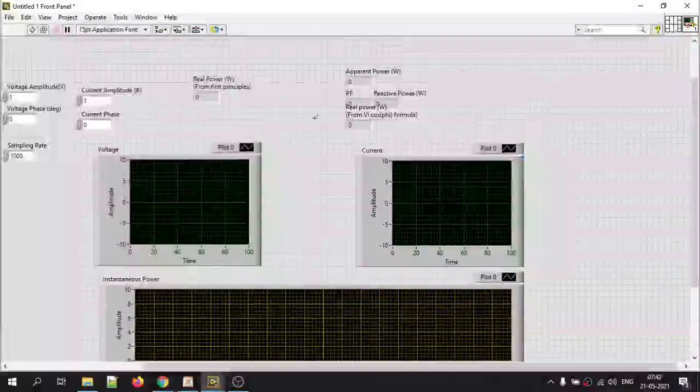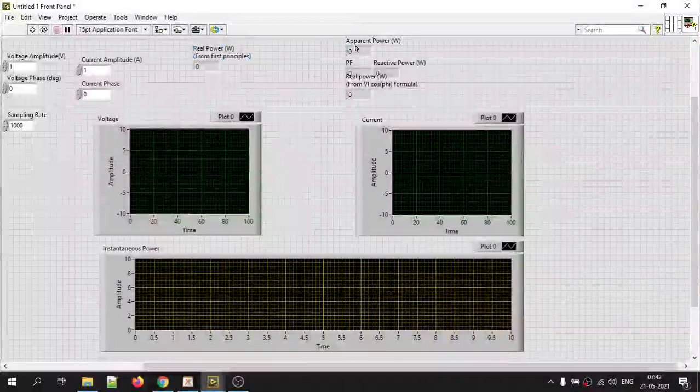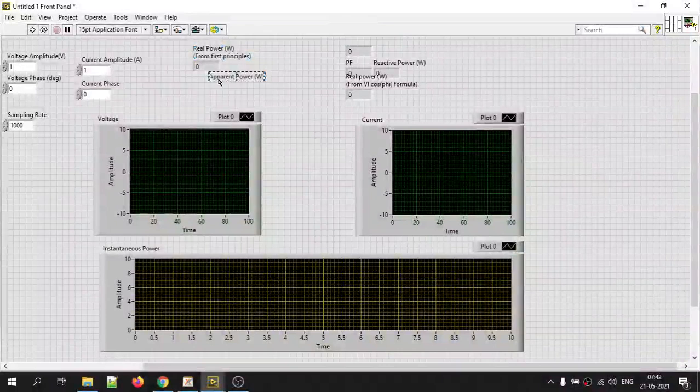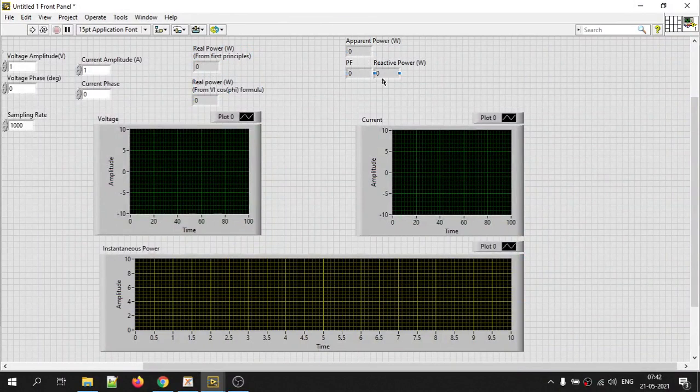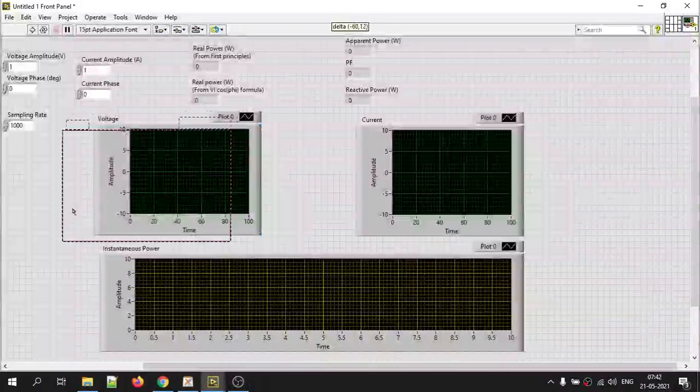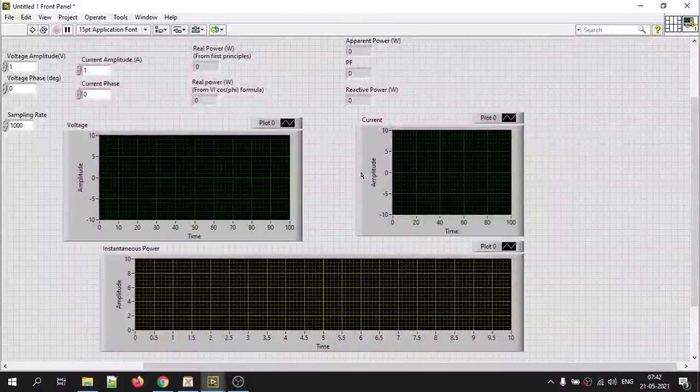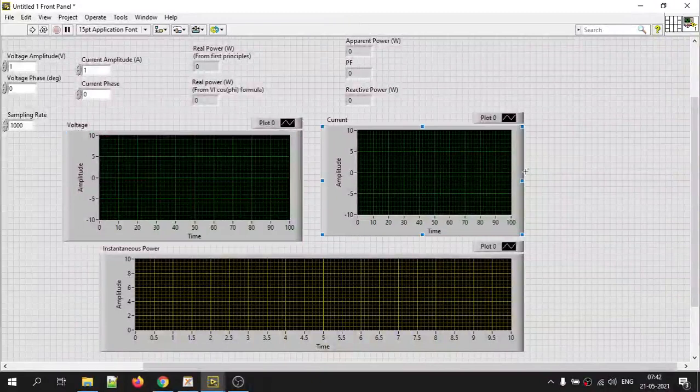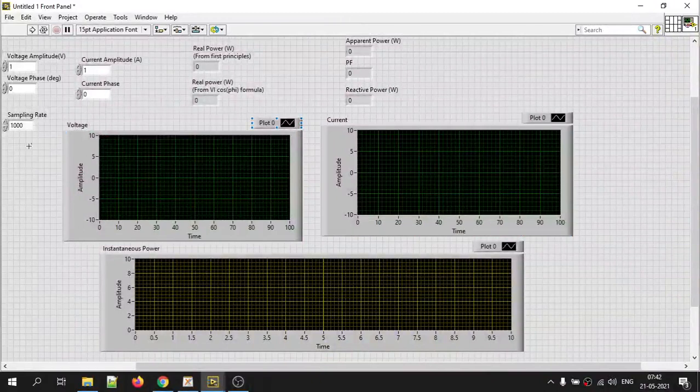Let me arrange these blocks. Real power, real power from first principle, real power from VI cos phi formula. Then we have apparent power, power factor, and reactive power. See, we have also used a sampling rate block. Keep it in mind: if you are changing the sampling rate in the simulate signal block, you have to correspondingly update it. So please keep that in mind.